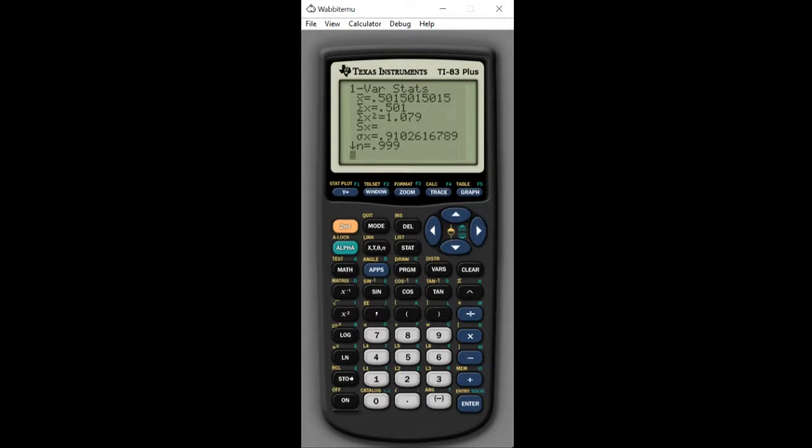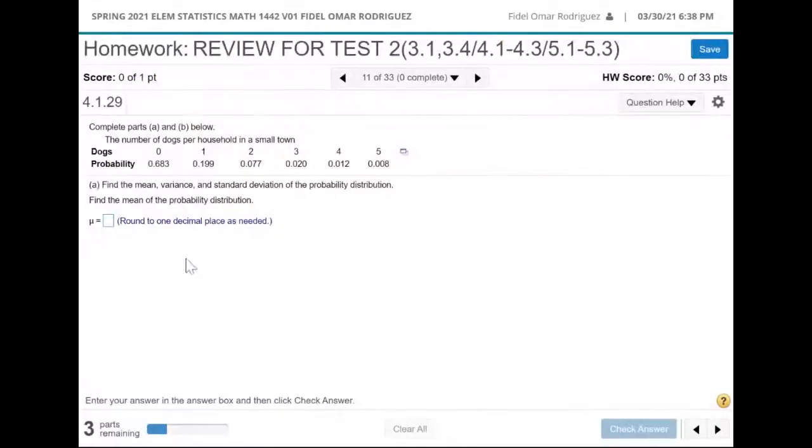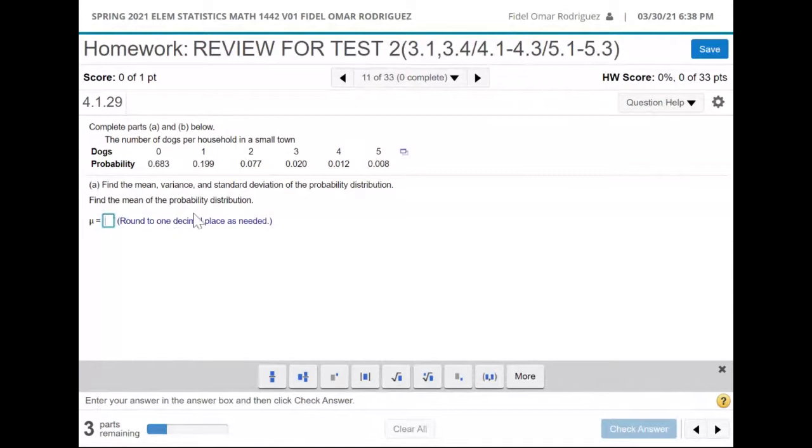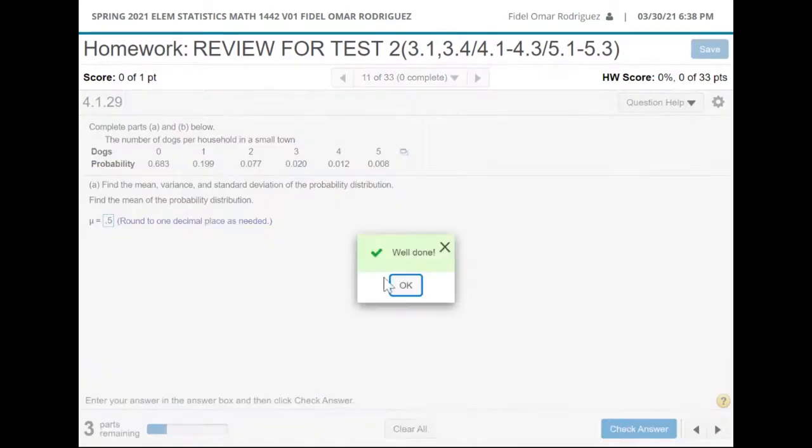Okay, so let me stop sharing this screen with you guys, and then let me share the problem again. Okay, so you guys can see this. Right here, it's asking me to find the mean. On my calculator, it was using X bar. X bar is still my mean, and it's asking me to round to 1 decimal place. So originally I wrote down 0.5015. I'm just going to write 0.5 because it's asking me for 1 decimal place. I will check my answer.